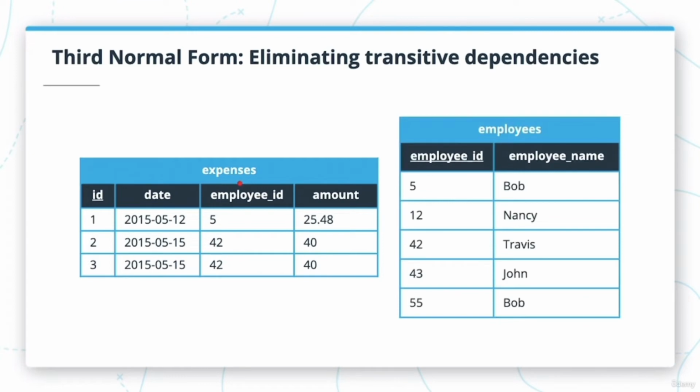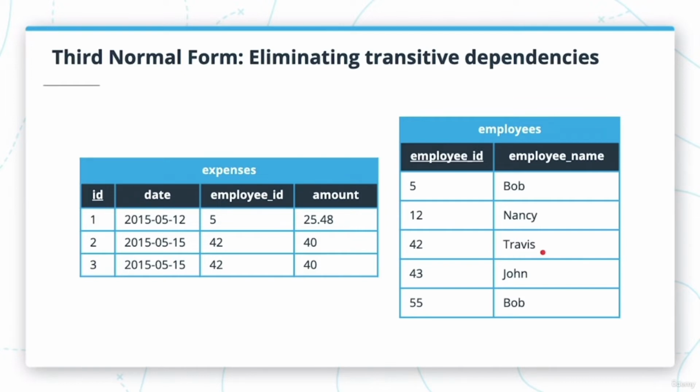So what we're going to do is exactly the same thing that we did for second normal form, which is that we are going to create a new table of employees where each employee will have their own ID and where the name of the employee will only appear once. Notice that we've gotten rid of duplications here, so that if Travis, who has 2 expenses, wants to change his legal name, well, now we only have one place where we need to change it.